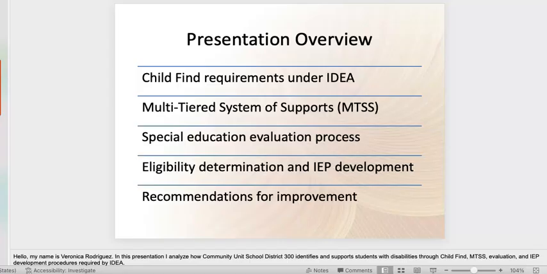First of all, I will briefly describe the Child Find process and explain how schools identify students who may have disabilities. Next, I will discuss the multi-tiered systems of supports, which provides different levels of academic and behavioral interventions before special education referral. I will then explain how special education evaluations are conducted and how eligibility decisions are made. Finally, I will discuss IEP development, family involvement, and recommendations for strengthening the systems.